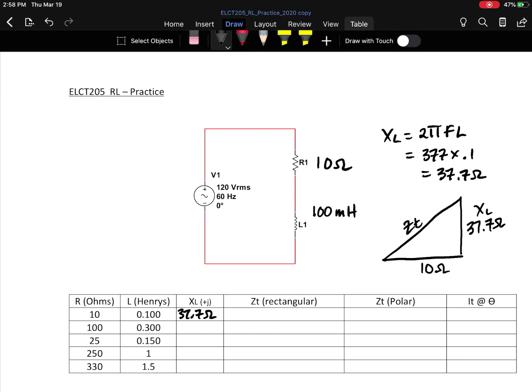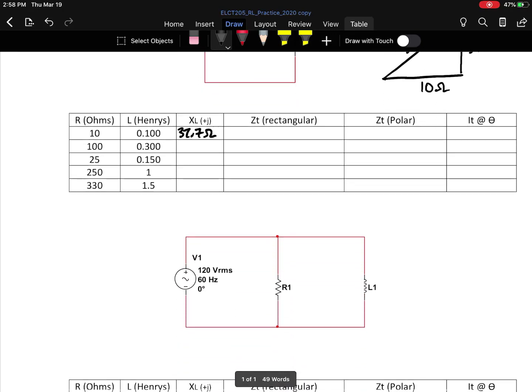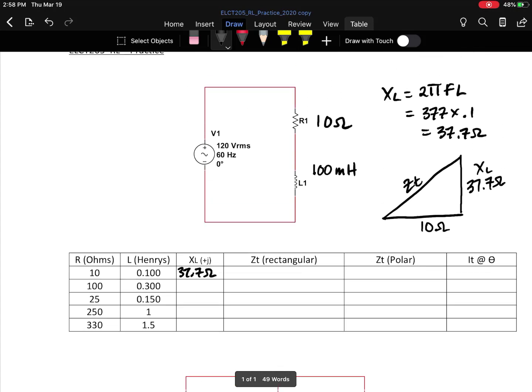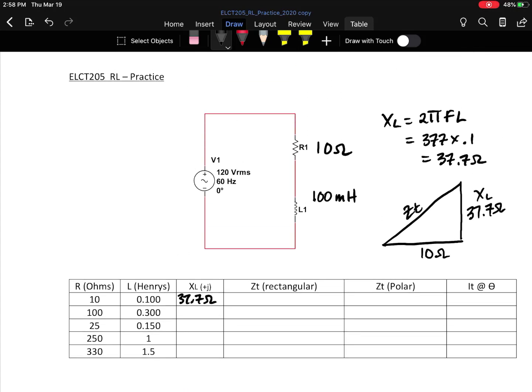Okay, so here we have that RL practice assignment that I attached under content in D2L. We're going to look at the two tables, the series RL AC circuit and the parallel RL AC circuit, and we're going to start with the first example. I'll just show the first example from both tables. That'll give you the procedure and how to approach it, and then you can continue on with the rest of it. I'll also show confirmation of the values in Multisim as a demonstration.